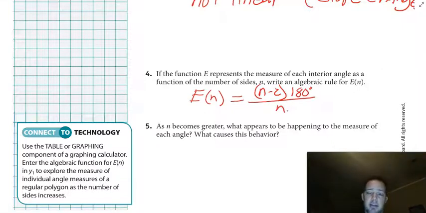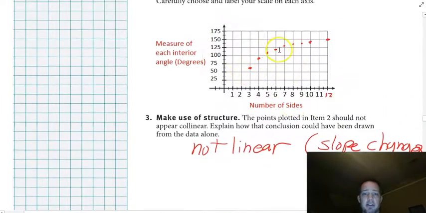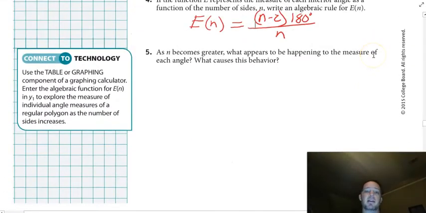So we didn't talk about the domain on this one, but just like on the last one we came up with, the domain does need to be greater than or equal to 3 and be a whole number because n represents the sides. So as n becomes greater, what appears to be happening to each angle? The angle is increasing, but not by as much each time. So it's a big jump from 60 degrees to 90 degrees, it goes up 30, but then from 90 to 108, it only goes up 18. So obviously the angles are increasing, but not by a constant rate.